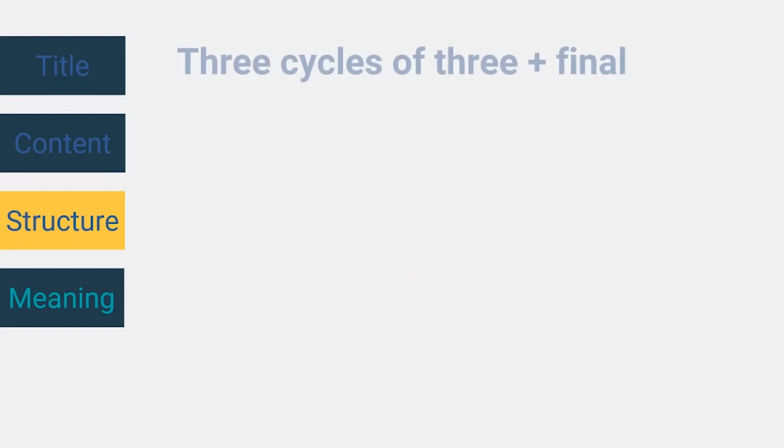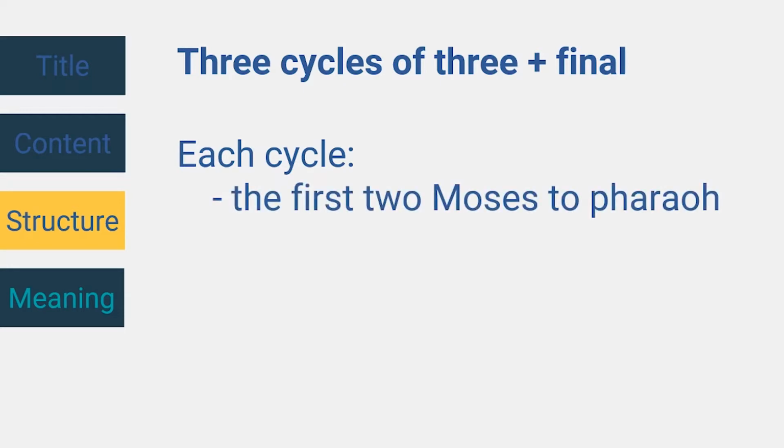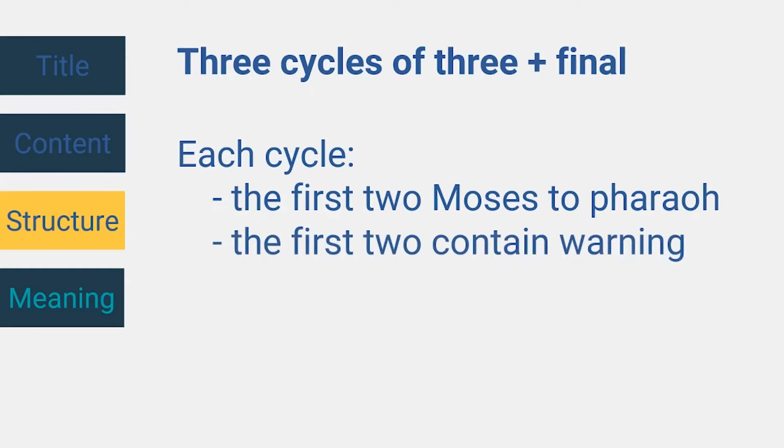So let's start with the cyclical structure. As I said before, there are 3 cycles of 3 plagues each, and one final plague. In each cycle, it is only for the first 2 that Moses is described as going to Pharaoh in order to give a warning.